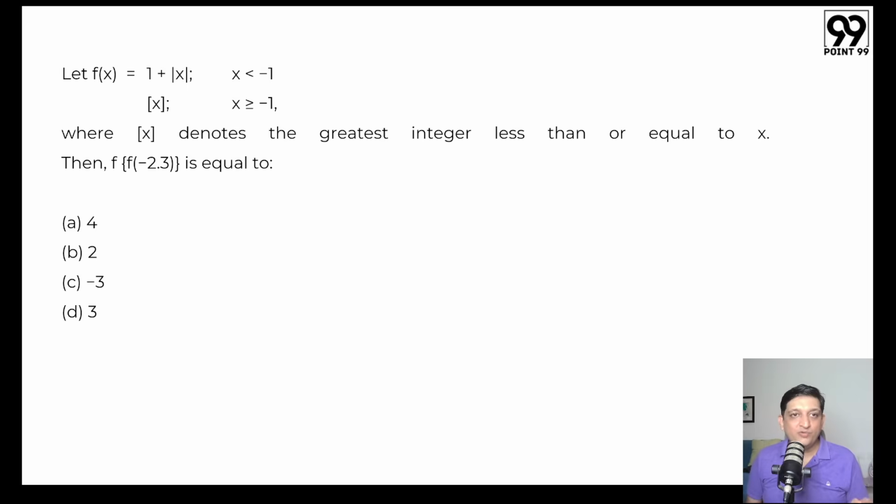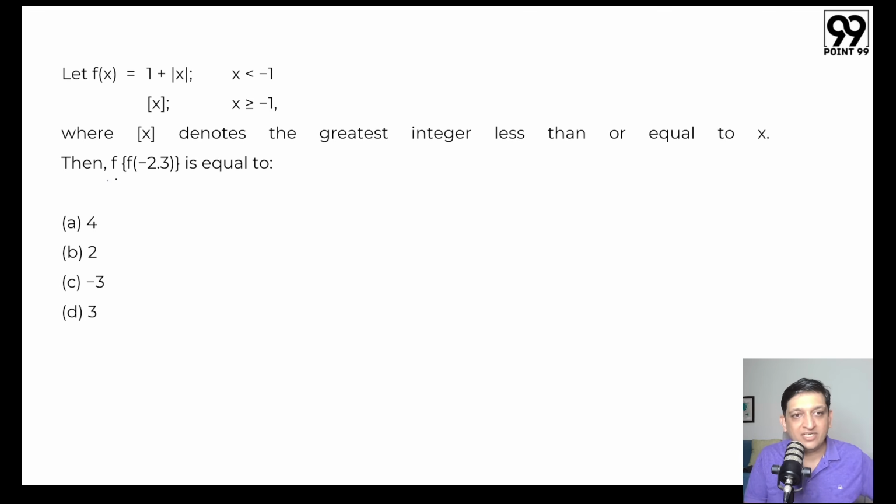We have been given two functions here, so try this and then have a look at the solution. So there are two ranges. If x is less than minus 1, then the function will be 1 plus mod of x. If the value of x is greater than or equal to minus 1, so minus 1, 0, 1, 2 and all the numbers in between as well, then I'm going to get square bracket x, which is the greatest integer function that is less than or equal to x.